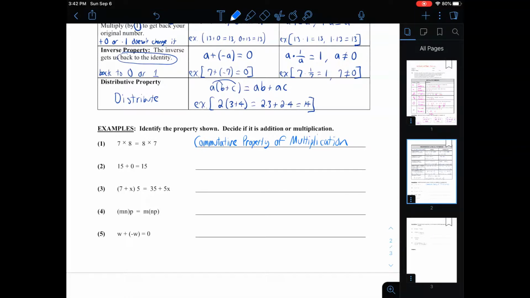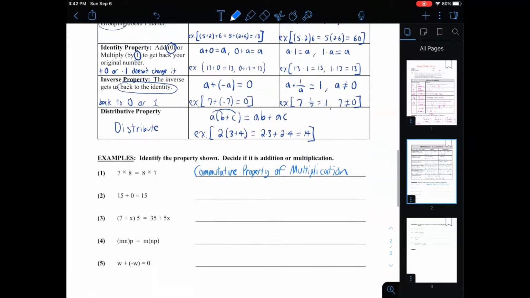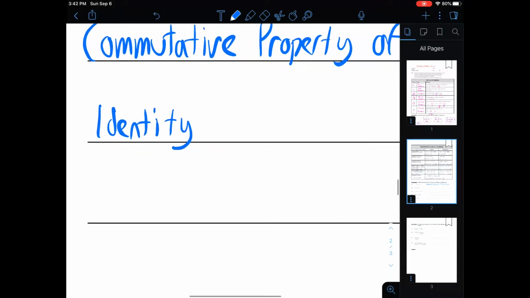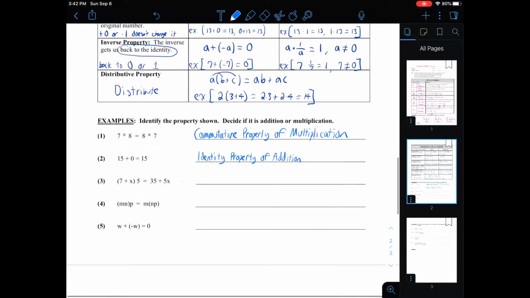Okay, if you want to pause again and try the rest on your own, you can give them a try. Otherwise, we're going to keep going here. 15 plus 0 equals 15. Looks like we added 0, and 0 is an identity. So we added an identity and got back to the original number. Is that identity or inverse? It's going to be identity. This one's going to be identity property of addition.